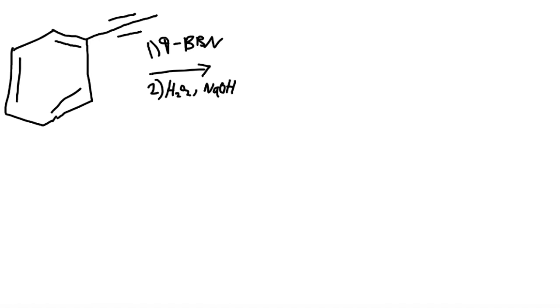Let's try one more example. For this example, we're still reacting with the same reagents, 9-BBN over H2O2 and NaOH. We have an internal alkyne over here, so this means it will not become an aldehyde, but it will become a ketone. So this is a base catalyzed tautomerism. This is why we redraw the structure for this. Let's make it into an enol first.